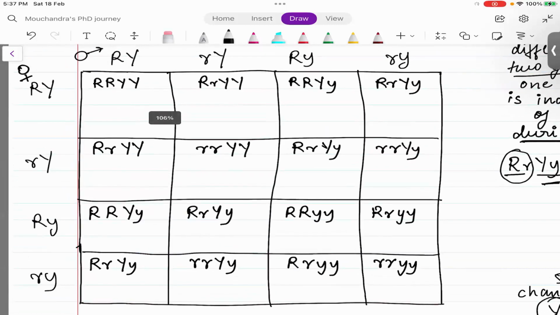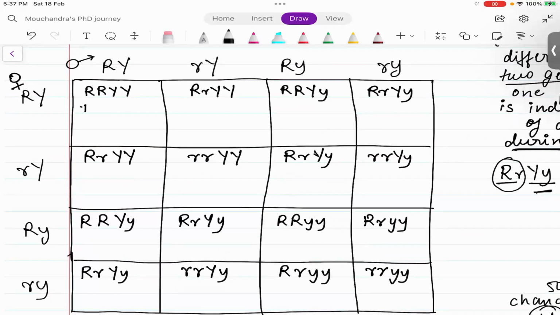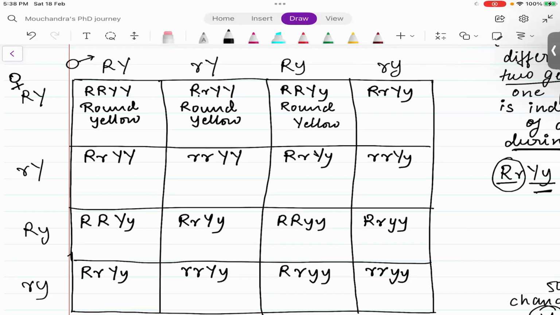So we can then quickly write what the possible phenotypes are. Both copies of capital R are present, so the seed will be round, and both copies of capital Y are present, so it will be yellow: round, yellow. Similarly, we know capital R is dominant over small r. The round shape is dominant over the wrinkled shape. So when it is heterozygous for the seed shape gene, like in this case, the phenotype will be round, yellow.